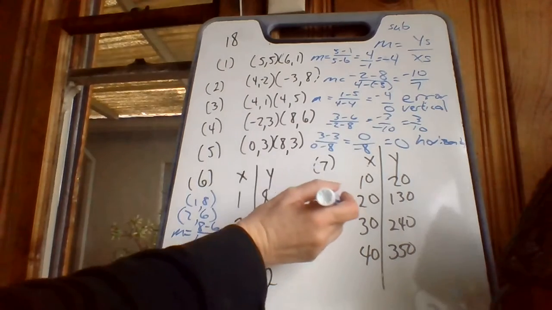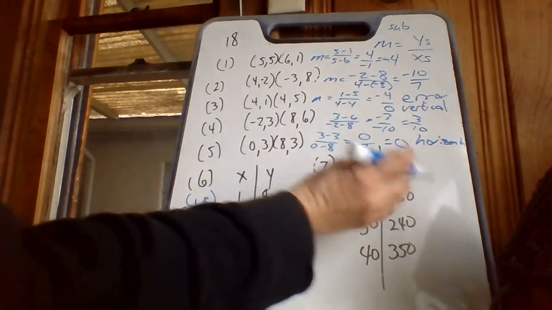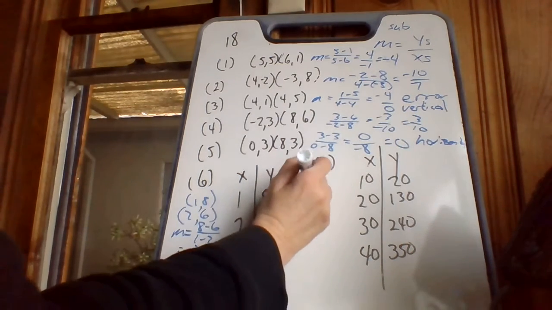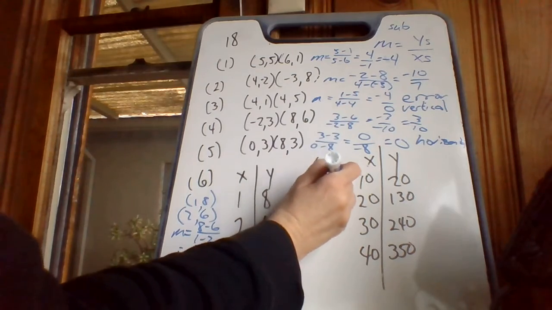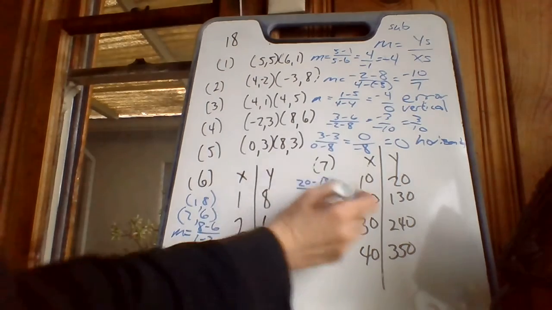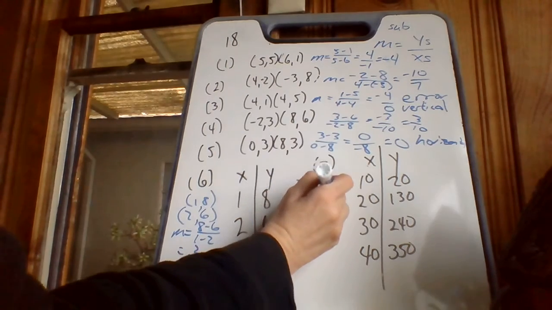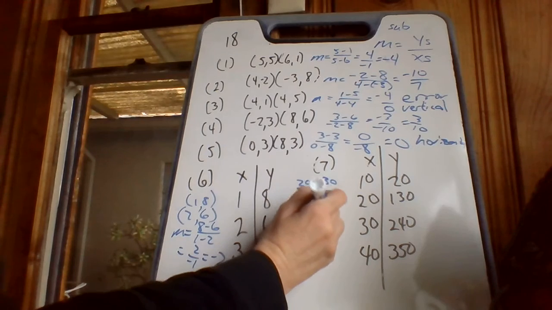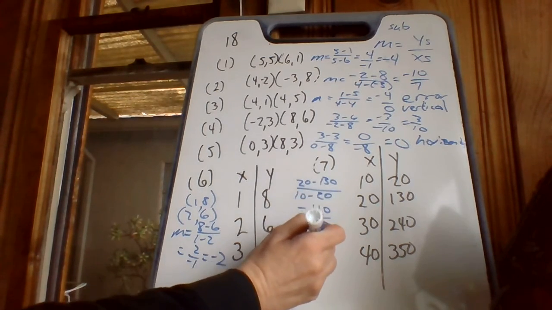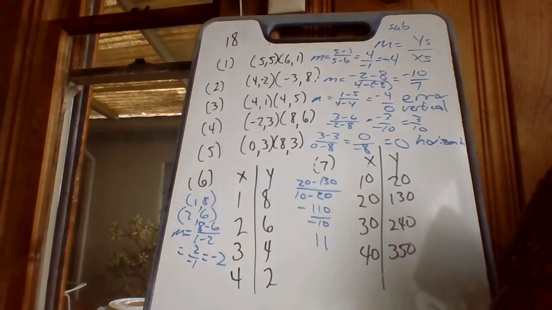All right, and then on number 7, again, my choice. I might as well use the top 2. Okay, so 20 minus 130. I've got to start with the y's, and I just do the first thing I see. You could do it in the other order if you want to. Just be consistent. And 10 minus 20. So that's negative 110 over negative 10. So negative divided by negative will be positive. That'll be 11. And that's all you have to do for this worksheet, is just come up with some slopes.